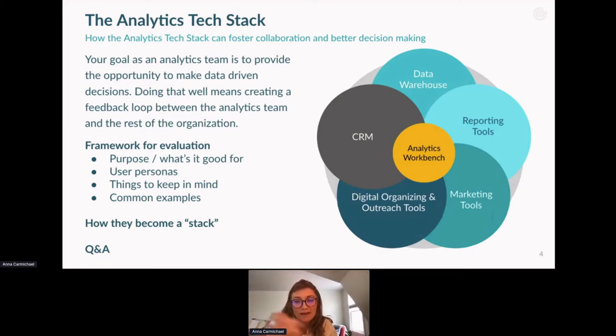So as this framework develops, I'm going to talk about the purpose and what it's good for, the users that you should be thinking of when you're thinking of getting these tools and how they're being used. Things to keep in mind, especially in terms of collaboration, that's a theme you'll hear me continue to hammer on, and how you can make sure that these all work together to become this stack. Towards the end of the presentation, we'll go through some Q&A. So I will go ahead and get started with the CRM.